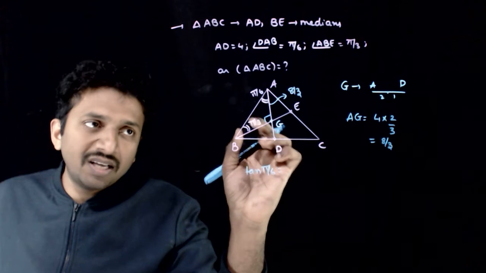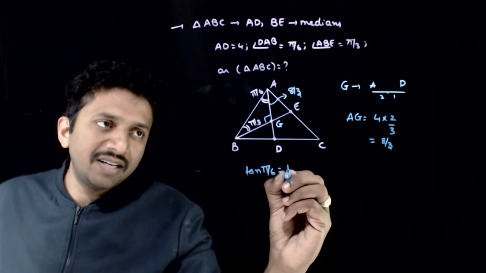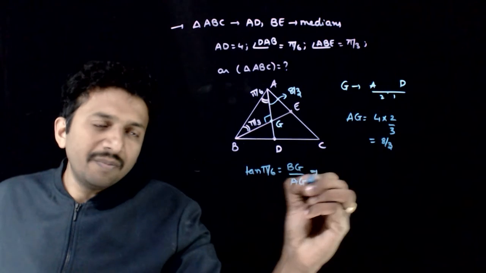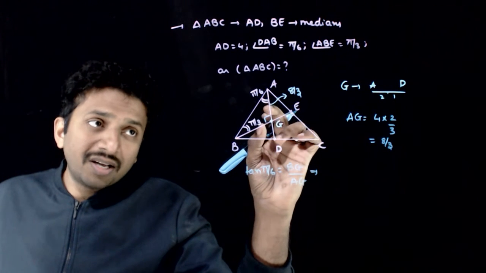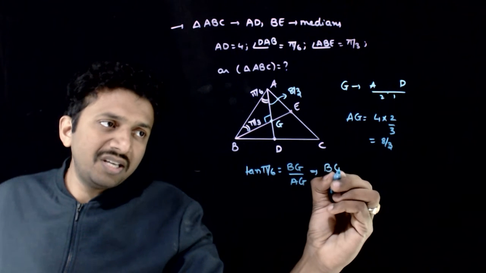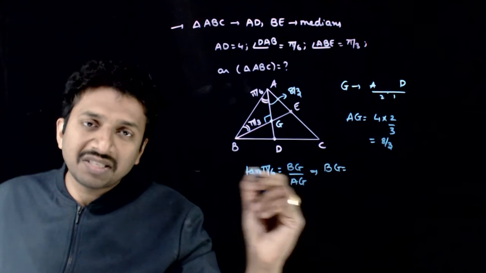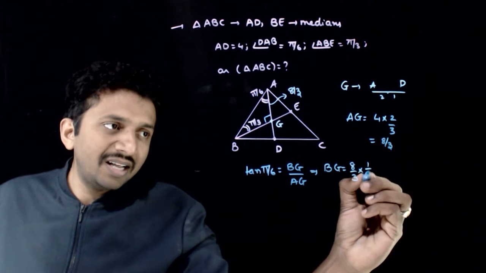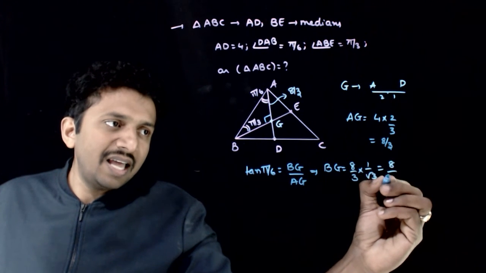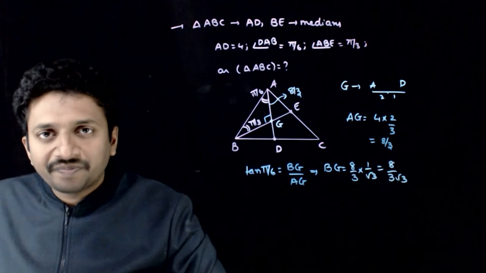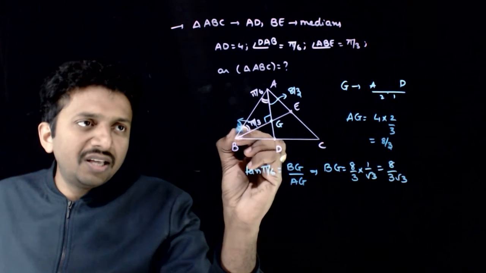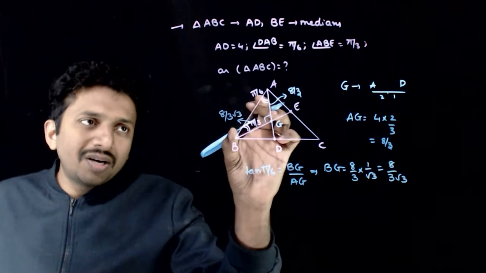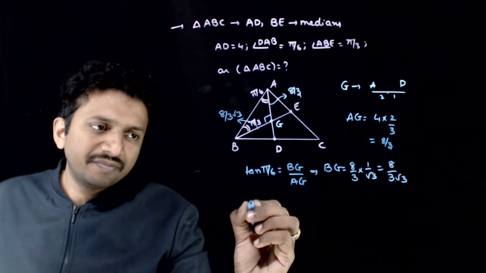Tan pi by 6 is equal to opposite side by adjacent side, that is BG by AG. This implies, if you want BG, so BG is nothing but AG times tan 30 degrees, that is 8/3 times tan 30 is 1/√3, that is 8/(3√3). So BG is 8/(3√3). Now what is the area of triangle AGB?